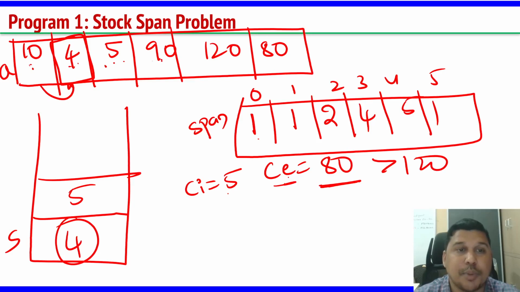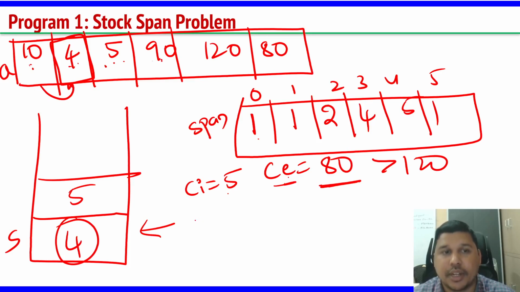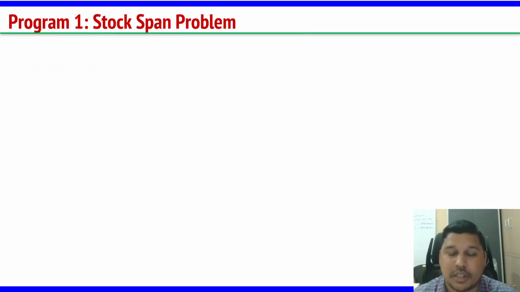So this is the approach of the stock span problem using stacks. Why are we using the stack? We are using the stack to store the index elements only. Let's see the implementation of this using stacks.